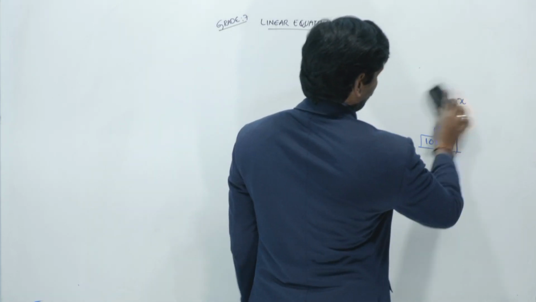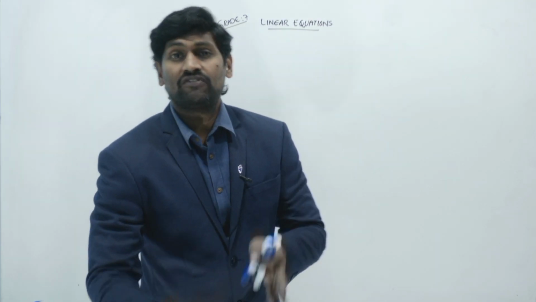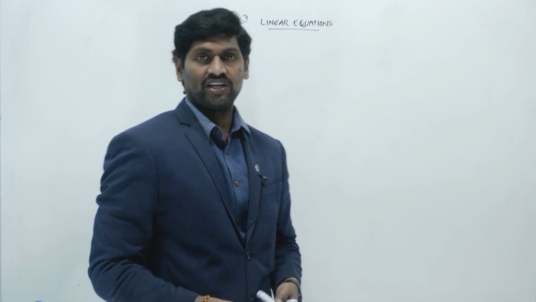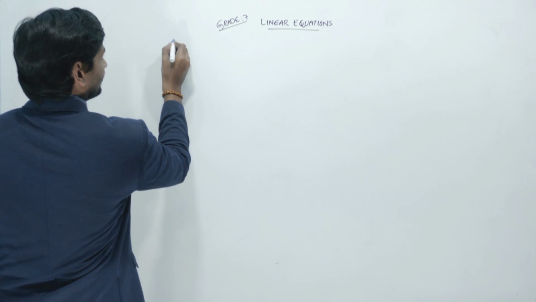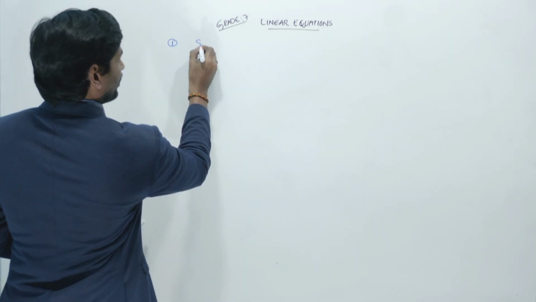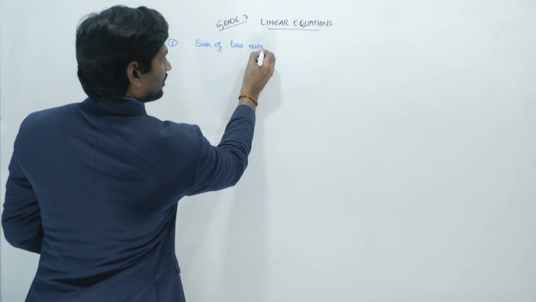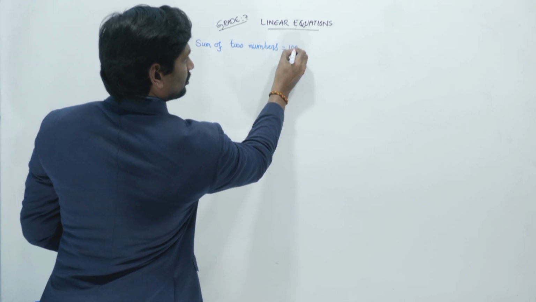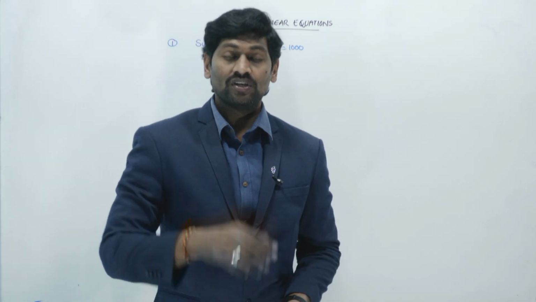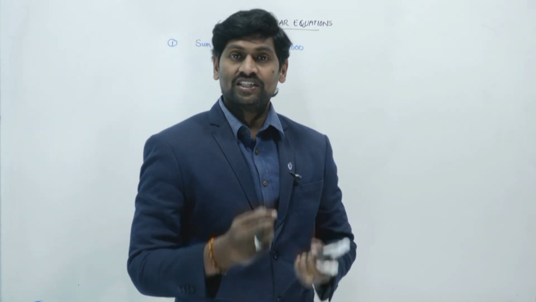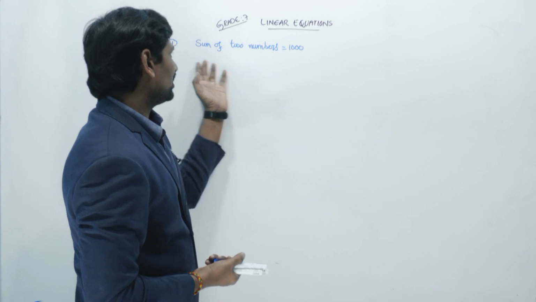So we don't know the two numbers, but here the sum of the two numbers is given, and the difference between their squares is also given. Okay, let us try. First, sum of two numbers is 1000. So I am writing here: sum of two numbers equals 1000. Okay? What are the two numbers? Do we know the two numbers? We don't know. At least if we knew one of the numbers, we could take the other number as x. But here we don't know both of the numbers.